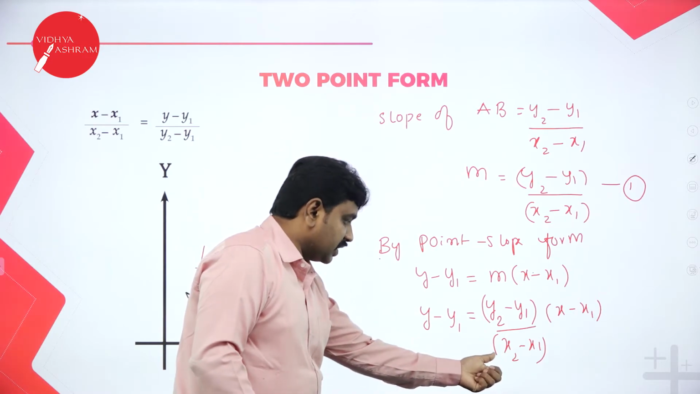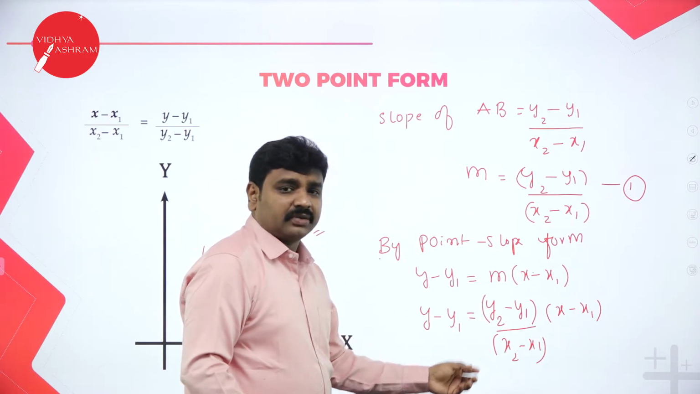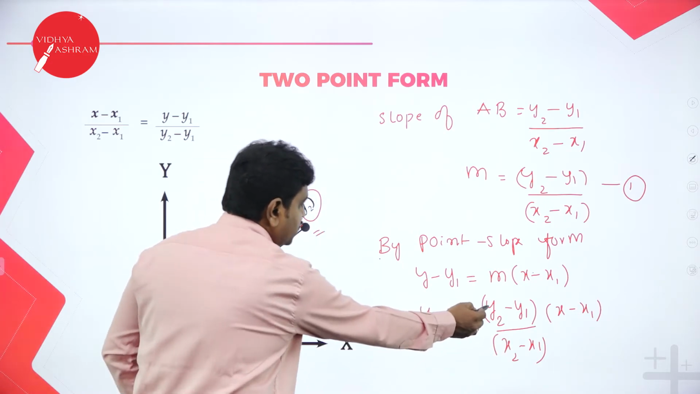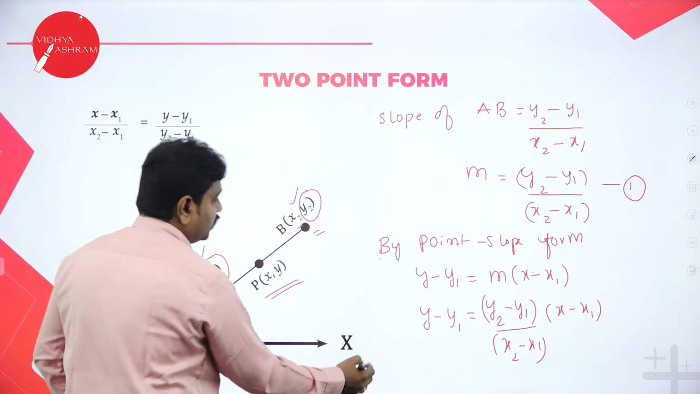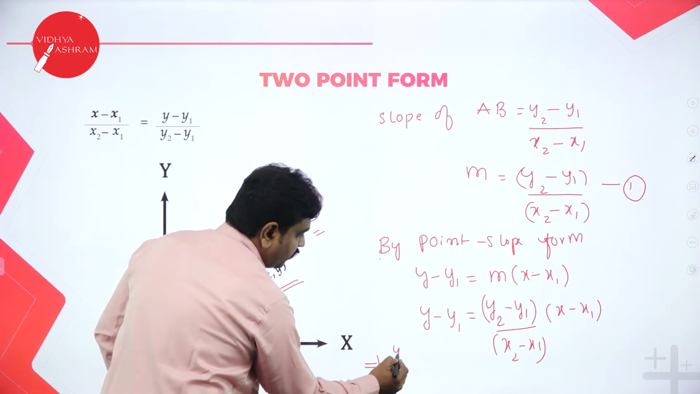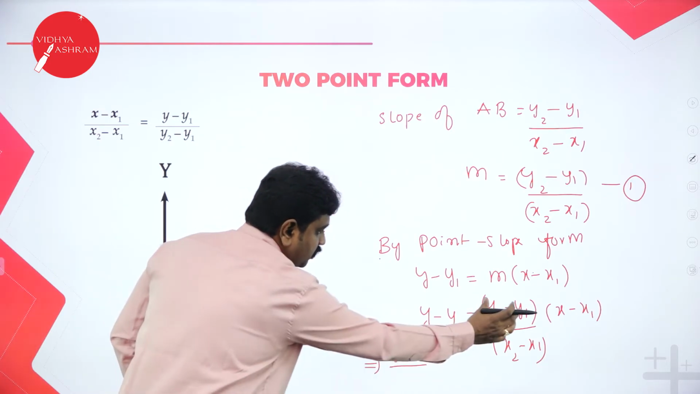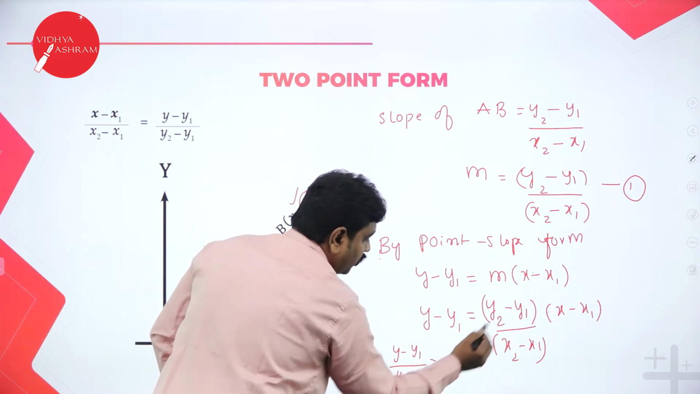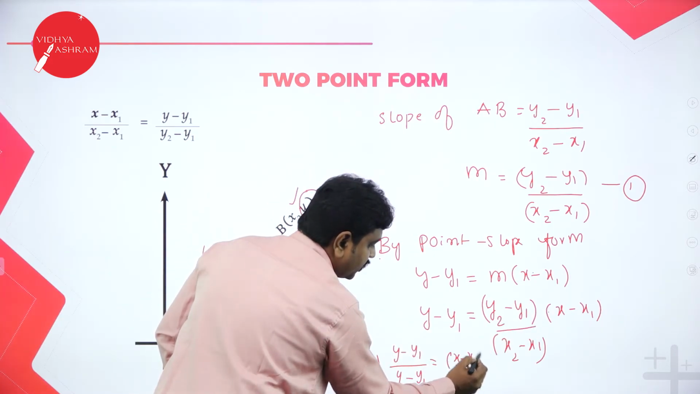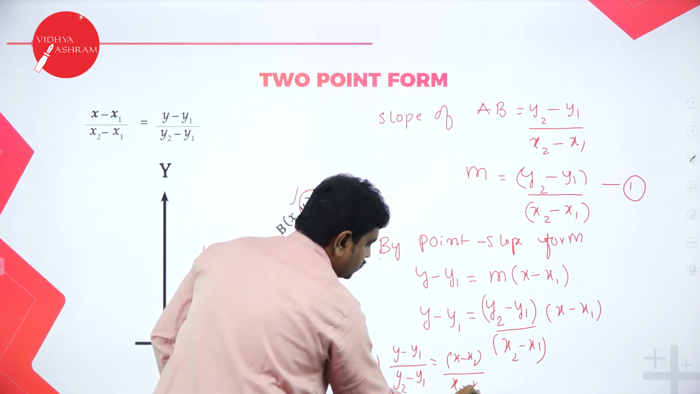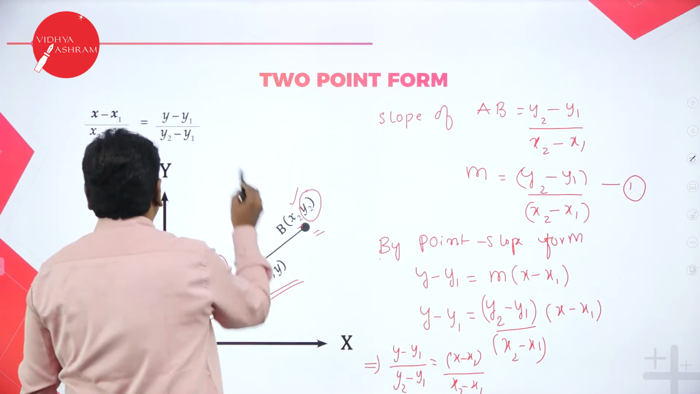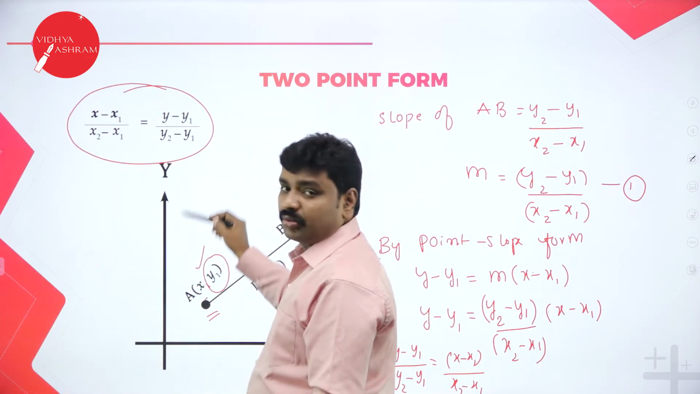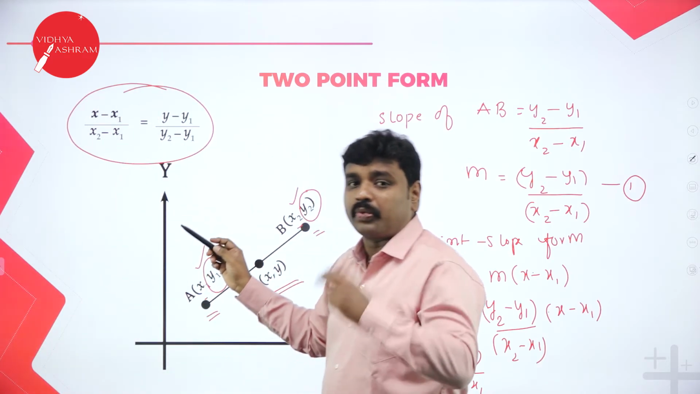Now group all the y terms. In the numerator we have y2 minus y1, bring it to LHS. If I bring this numerator to LHS, it will become the denominator. So further I'll write it here, y minus y1 divided by y2 minus y1. In RHS we are left with x minus x1 by x2 minus x1. So now this form, that is x minus x1 by x2 minus x1 equal to y minus y1 by y2 minus y1, is the two point form.